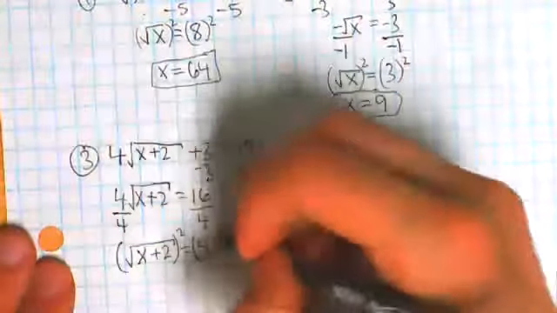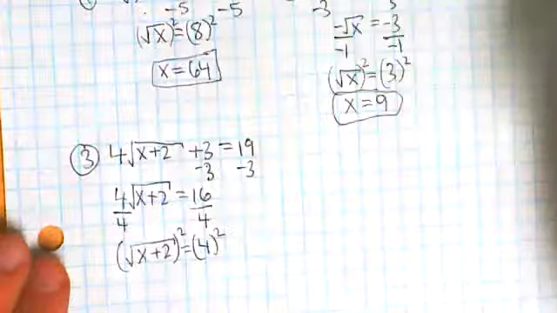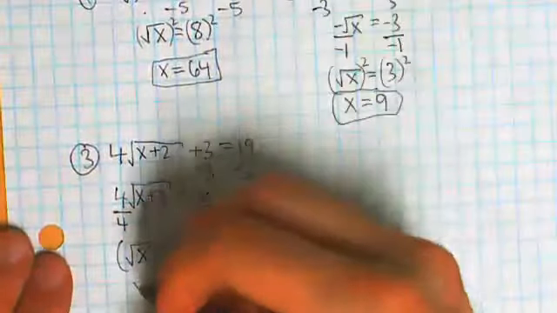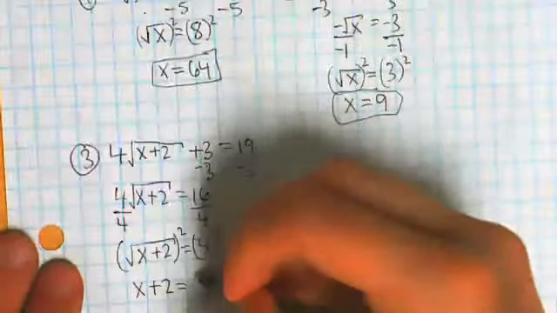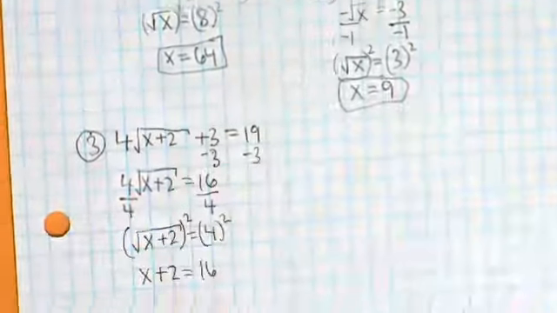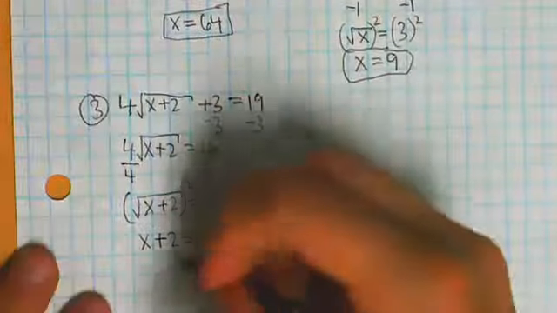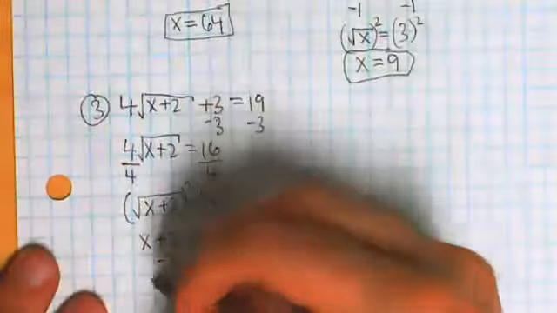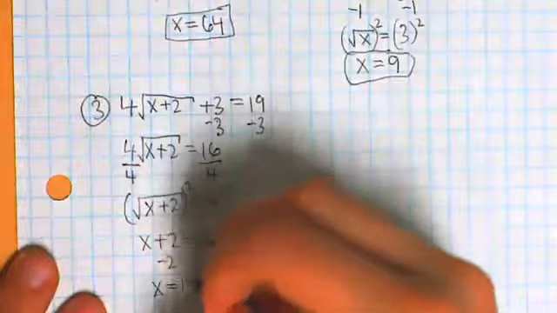Finally, we square the square root of x plus 2. Conveniently, that just gives us x plus 2. And 4 squared is 16. And in our final step, we would then subtract 2, yielding x equals 14.